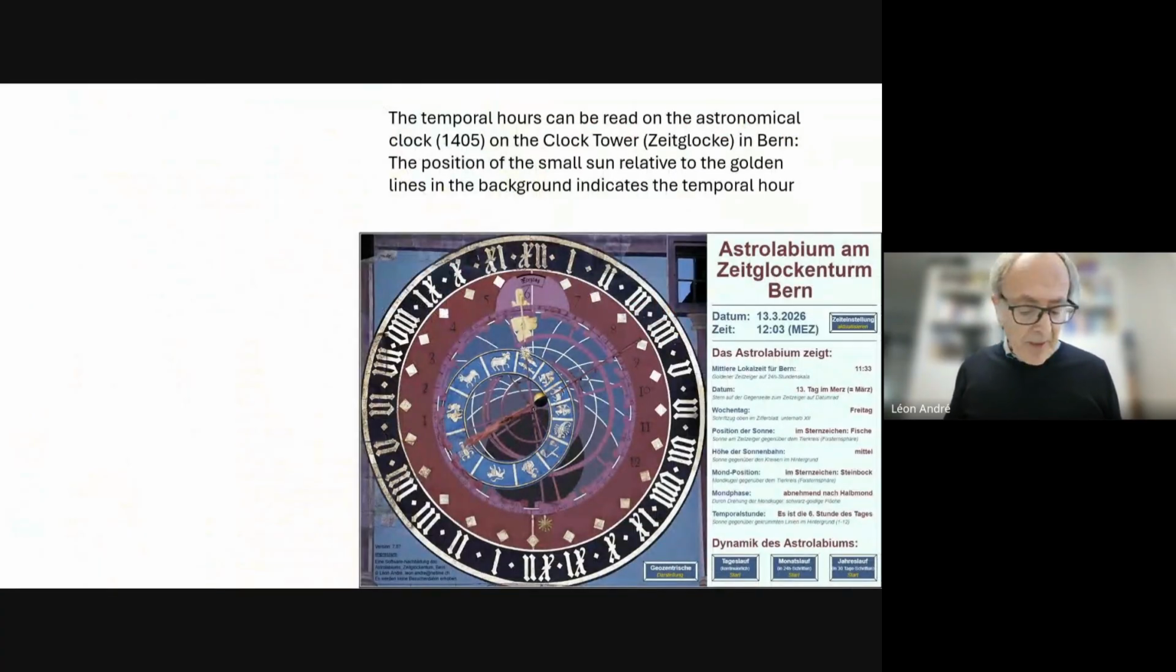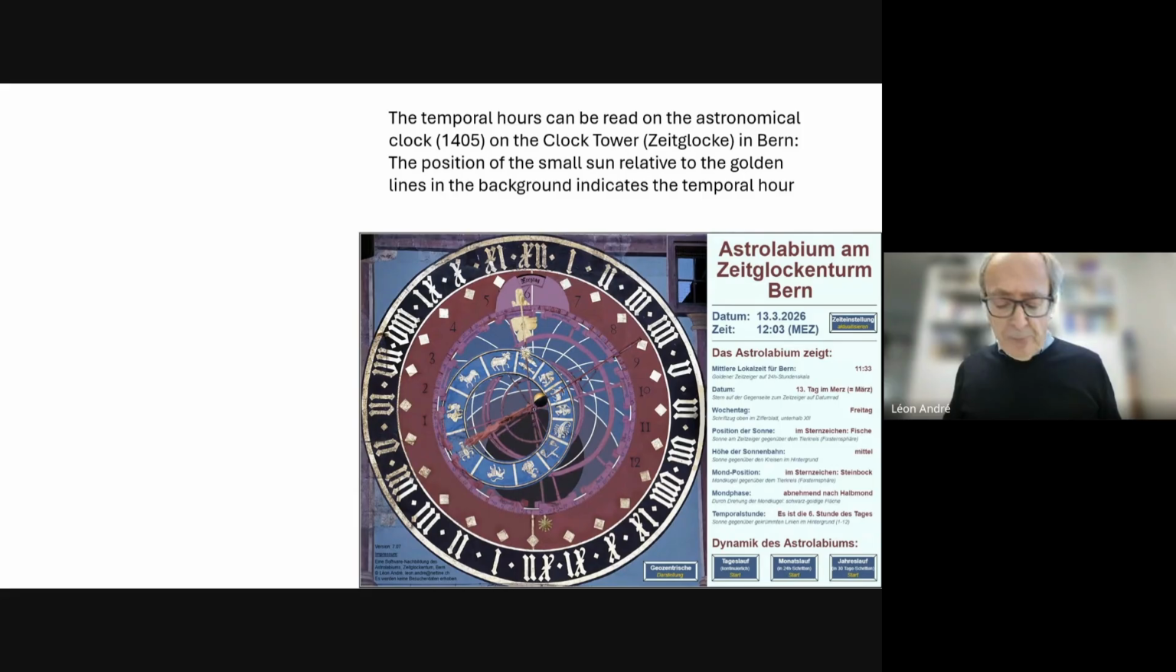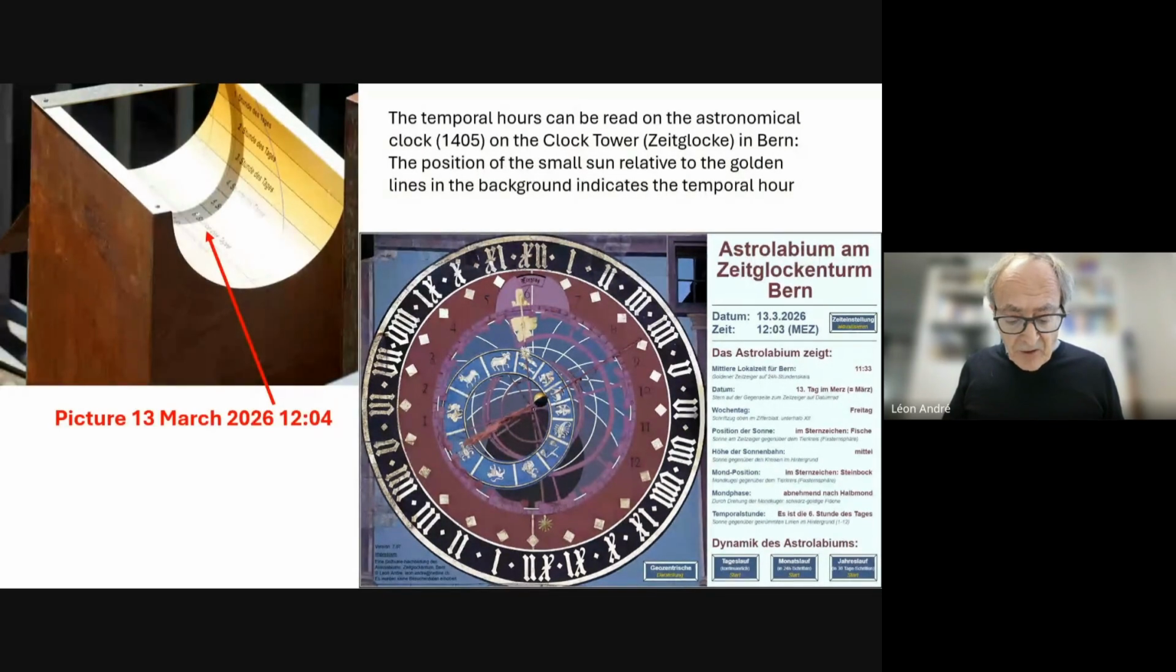In Bern, we have the famous Zeitglockenturm with the astronomical clock dating from 1405. This was not very long after the switch from temporal hours to local time, let's say 200 years. We can read the temporal hours on the astronomical clock. You can see the golden lines in the background. The position of the small sun relative to these lines tells us the temporal hour we are in.